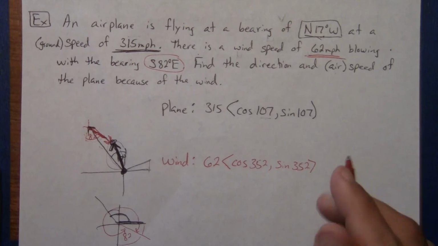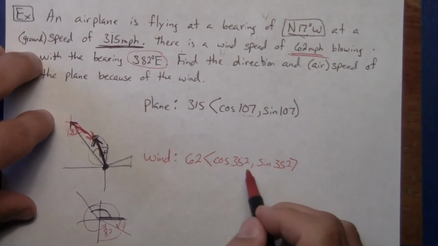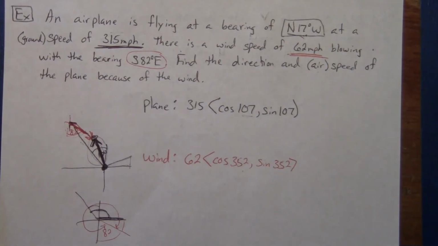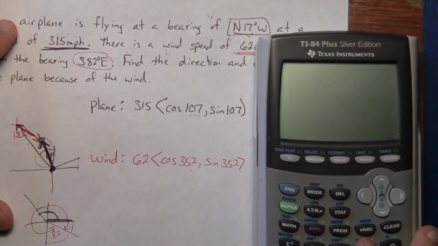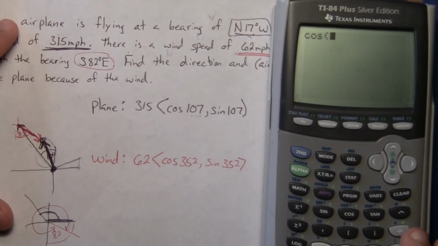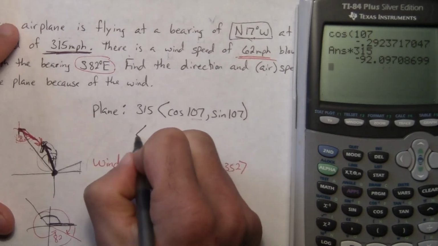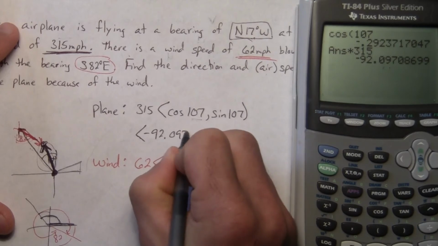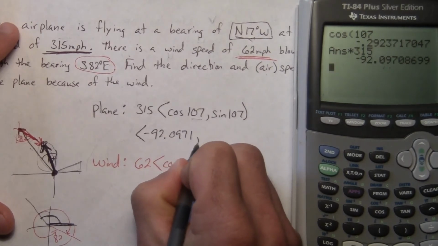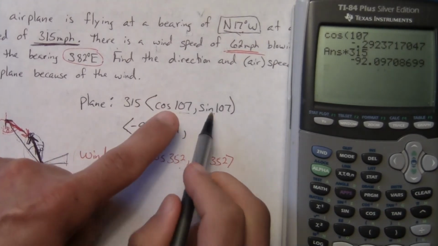All right, and now all I have to do, same thing I did up here, figure out what it is. I'm not going to use radical numbers. I'm probably going to have decimals, because we don't know those numbers off the unit circle like we do 45s. So I'm going to use my calculator, make sure I'm in degree mode, and I'm simply going to type in cosine of 107, multiply that by 315, and there's the x value. So on my plane vector, I have negative 92 point. I would suggest going out 4 decimal places for this. The further you go out, the more accurate you'll be. You want to put them all down, you can. There's the x value. Now figure out what the sine is and distribute the 315.